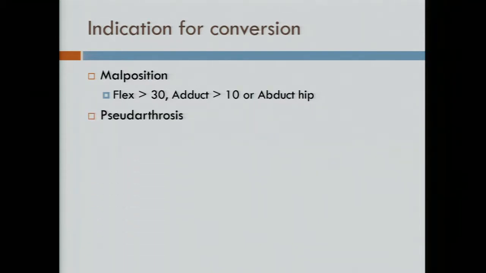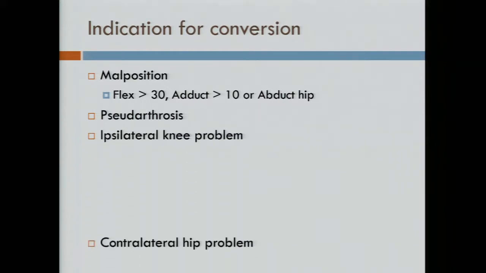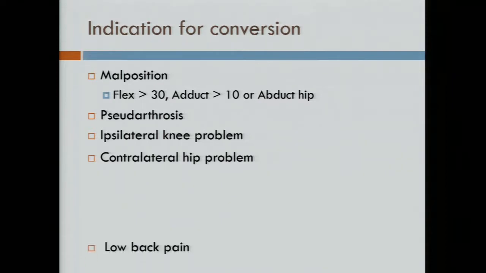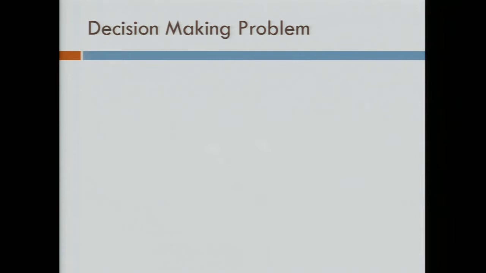The second one is pseudarthrosis. The third one is an ipsilateral knee problem or a contralateral hip problem. And the last one is if the patient has persistent low back pain.